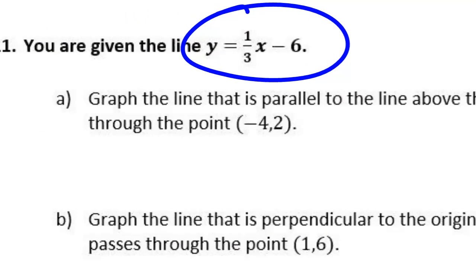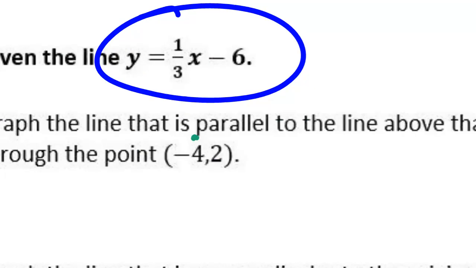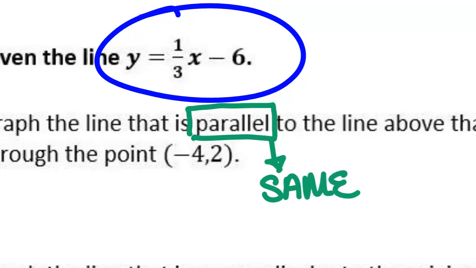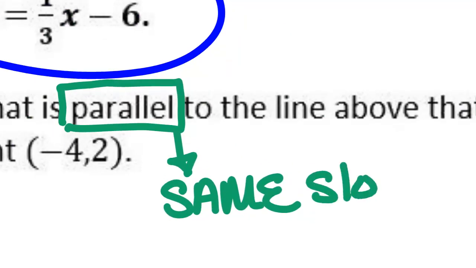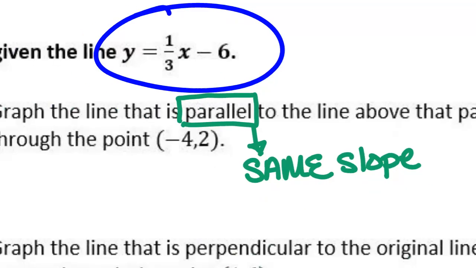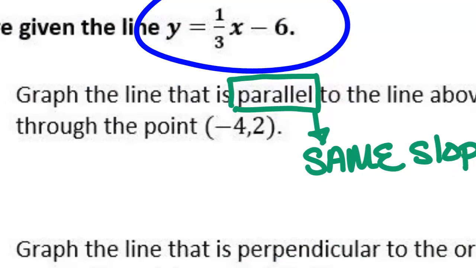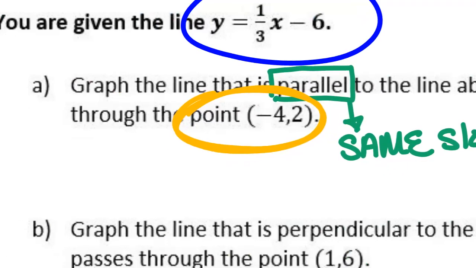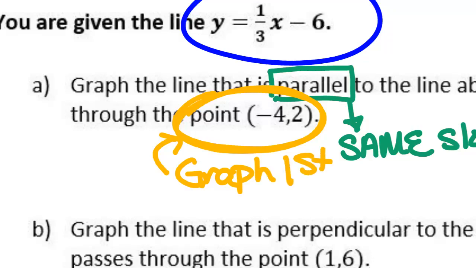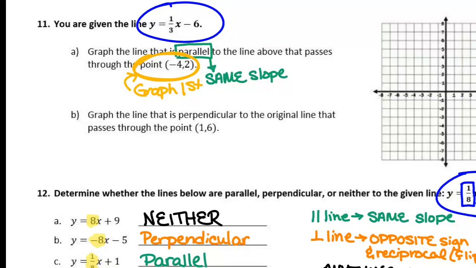We want to graph the line that is parallel in part A. So I'm going to need the same slope. And I want it to go through this point right here. So this you have to graph first. If you don't put that point down on the graph, it is automatically wrong.